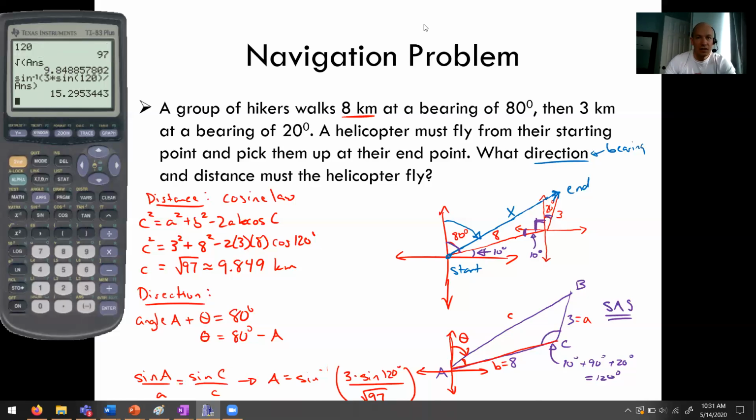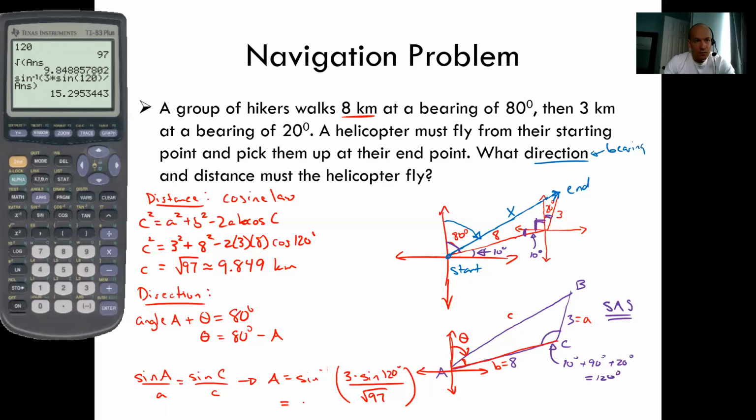And what I get is an angle of 15.29. So I'm just going to write this as 15.3 degrees. Does that look approximately correct given my diagram? It's like that little sliver in there. That is 15.3 degrees. That seems like that could be reasonable. Okay, so now I take this and I go back up here and go 80 degrees minus this. And what I get is I've got my helicopter having to fly at, I guess that would be a 64.7 degree bearing. Okay, and then I'm traveling 9.849.